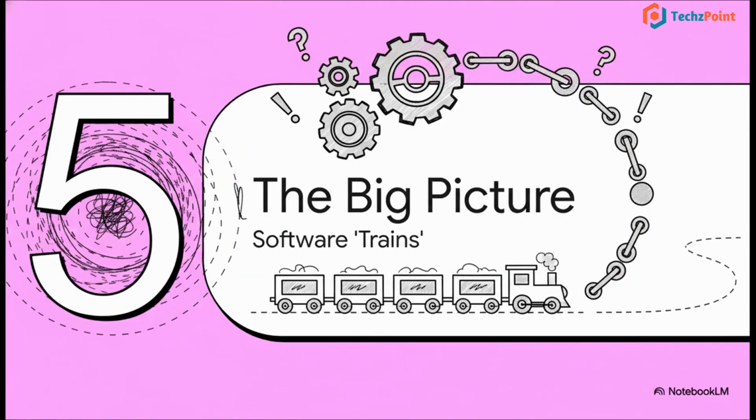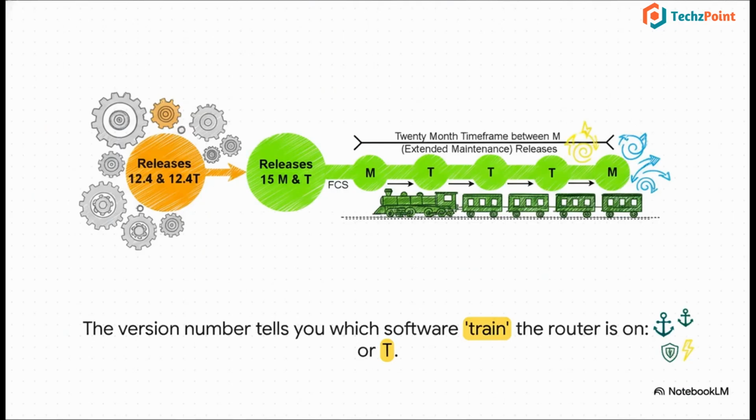So there you have it. We've cracked the file name and we've seen how the licenses actually work. Now let's bring it all back together by looking at that one last piece of our initial mystery, that version number. Remember that letter in the version number, the T from our first example? Well, it's actually really important. It tells you which software train the router is on.